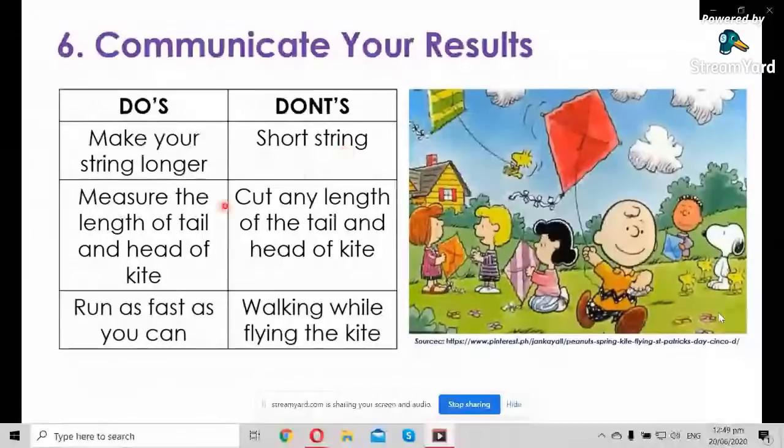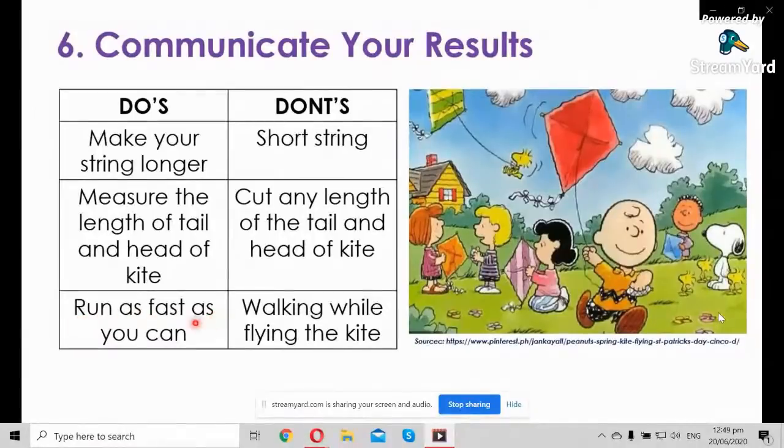Yes, very good. That's correct. Another, measure the length of tail and head of kite. Don't cut any length of the tail and head of kite. Why do you think it's important to measure? Very good. That is very important for us to have a balanced flying of the kite. Great job. Now, how about this?